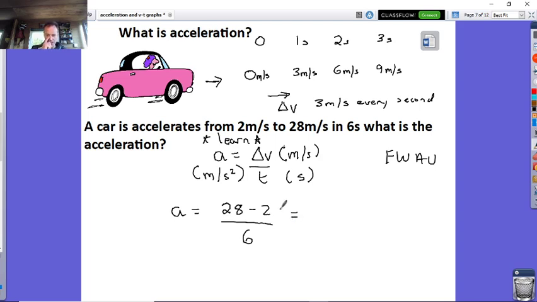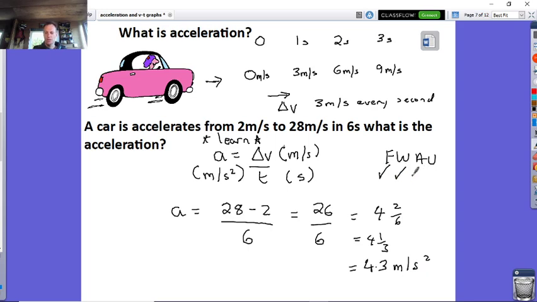What you can do then is you take your 28 minus your 2, and then you get 26 over 6. Okay, 26 over 6, we all know then equals 4 and 2 sixths, which is exactly the same as 4 and a third, or you can write that as 4.3 meters per second squared. So all you do is take change of velocity, 28 minus 2, divided by the time taken, 26 over 6, which gives us 4.3 meters per second squared. I've shown the formula, I've shown my working, I've shown my answer, and I've also got the units as well.